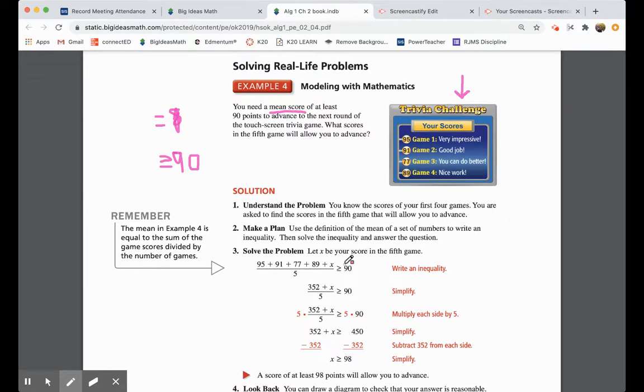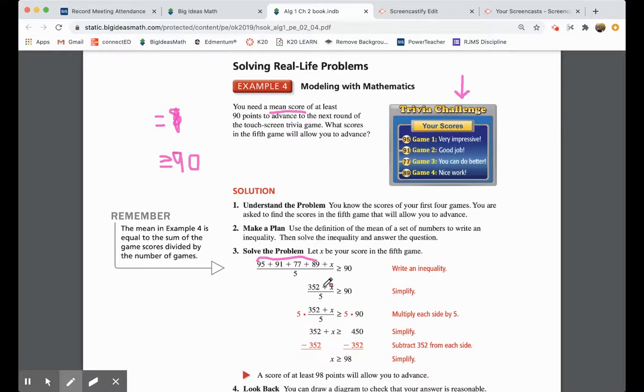So what we do, as I show you right here, you're going to add up the 5 games. So we have 95 plus 91 plus 77 plus 89 plus X, because we don't know what that 5th score is yet. But to find the average, you add them all together and divide by how many you have, which is 5 games. And then we have it greater than or equal to 90. So what we can do is add these numbers that we do know. When we add those, we get 352 plus X divided by 5 is greater than or equal to 90.